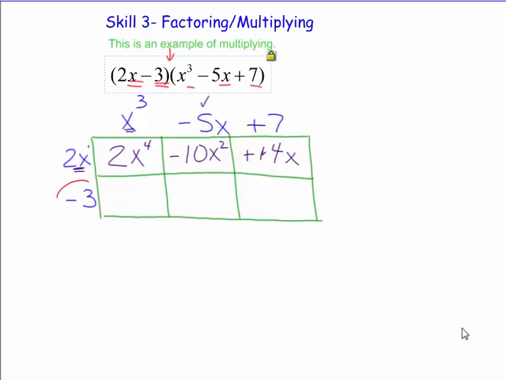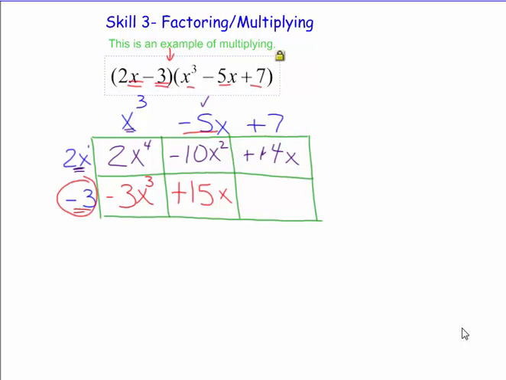Now I start again here with that negative 3. Pay attention to your signs. Negative 3 times x cubed is negative 3x cubed. Negative 3 times negative 5, a negative times a negative is a positive 15, just an x. And then the negative 3 times that positive 7 gives us the negative 21.